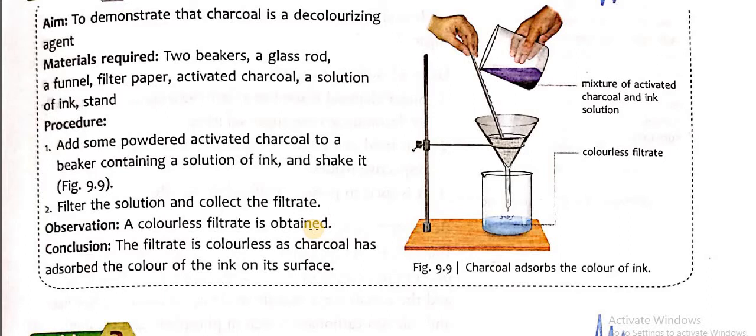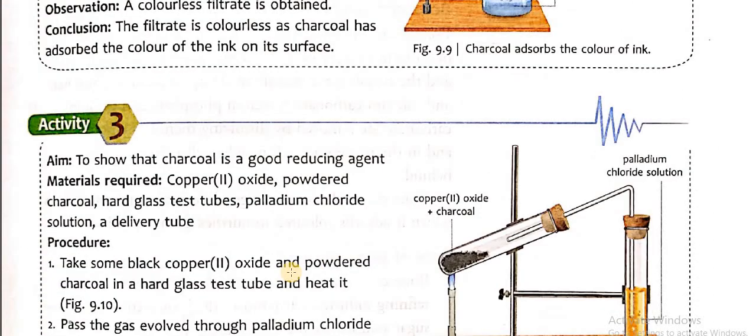That means when you take a blue ink and add it to activated charcoal, the charcoal adsorbs the color of that ink and the solution becomes colorless. So the conclusion is that the filtrate is colorless as charcoal has adsorbed the color of the ink on its surface. In this way, charcoal acts as a decolorizing agent.